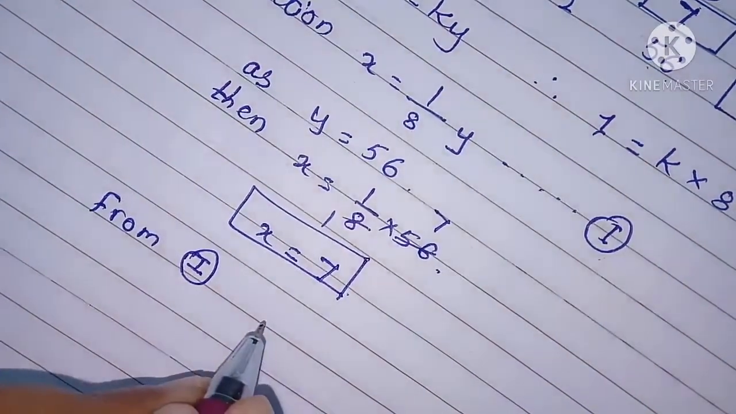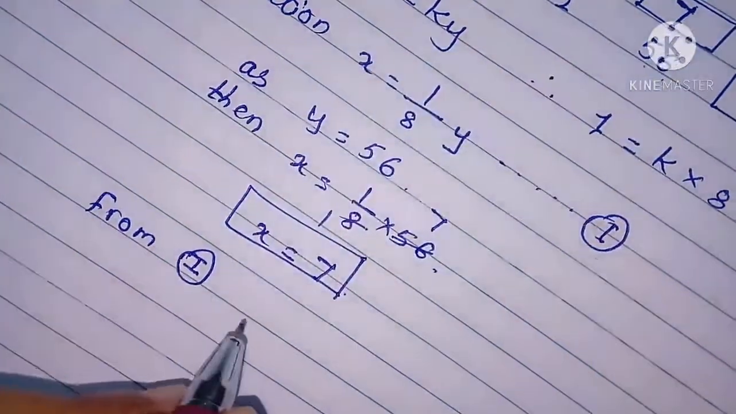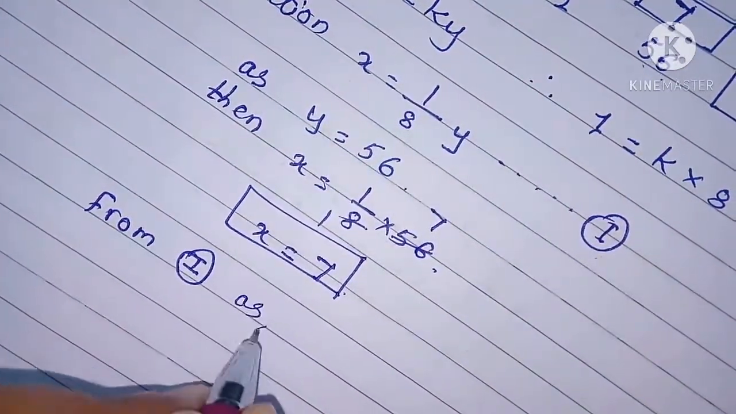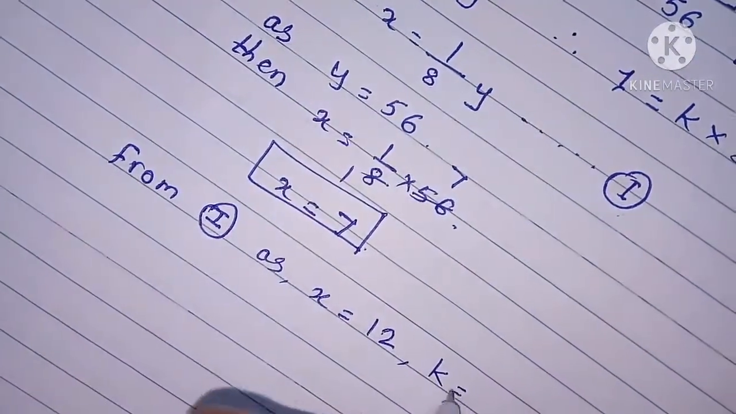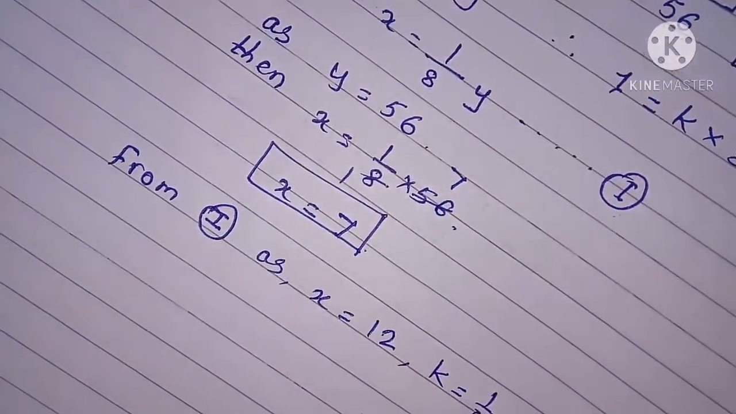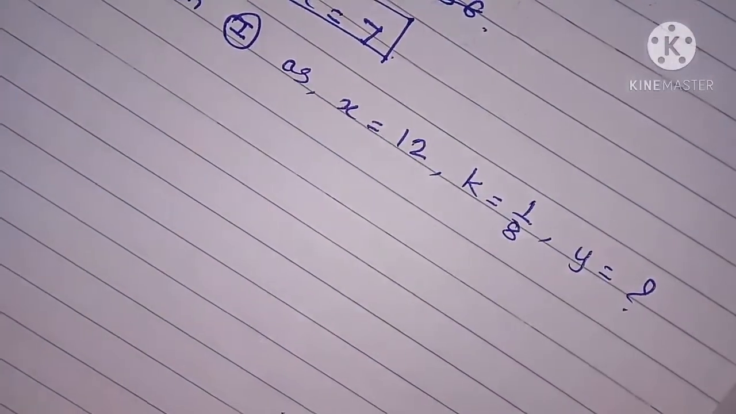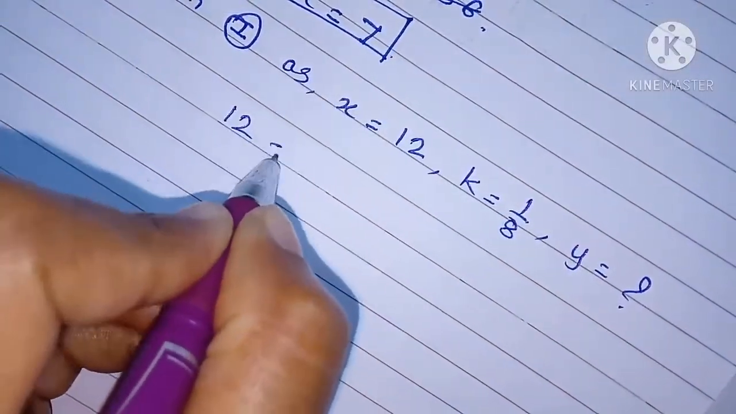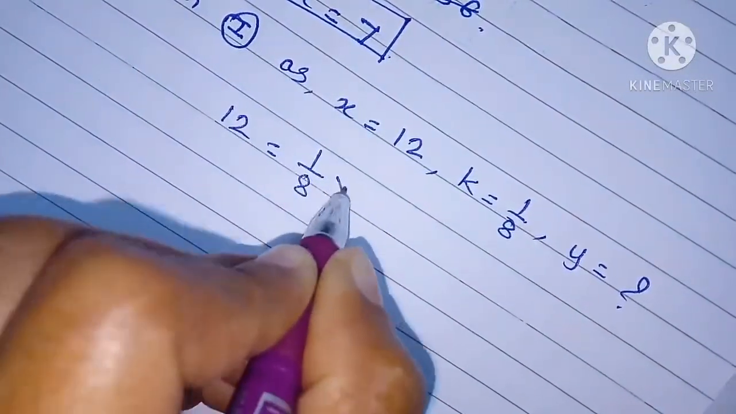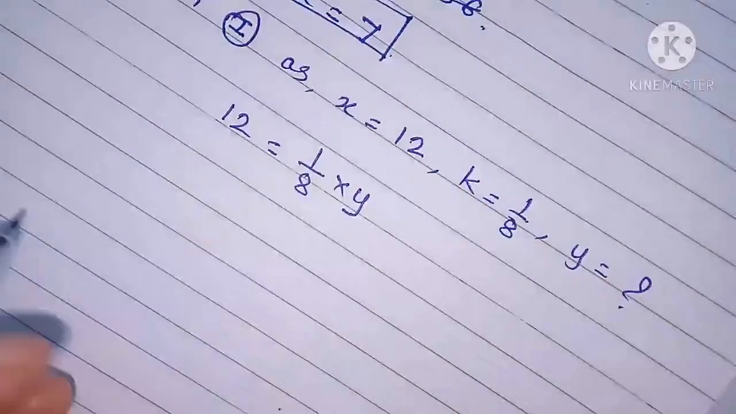See, in place of x you have to write 12. From the first, as x is equal to 12, k is equal to 1 upon 8 and y is equal to... If you write it like this, it's also alright, no problem. So x is equal to 12 and 1 upon 8 into y. So finding the value of this y.